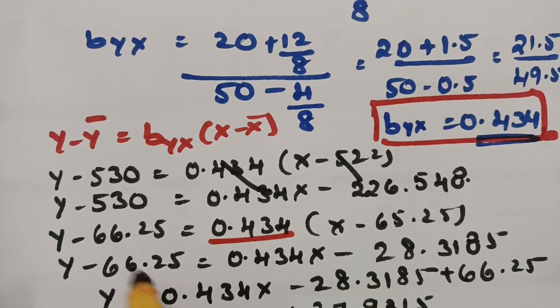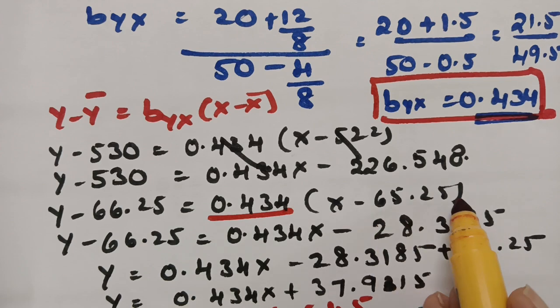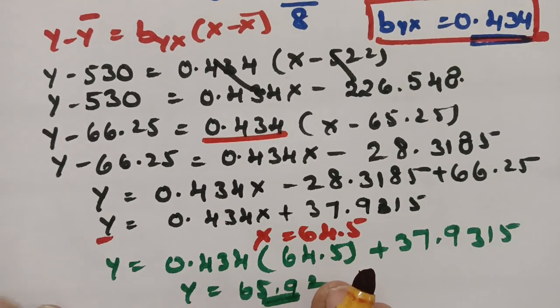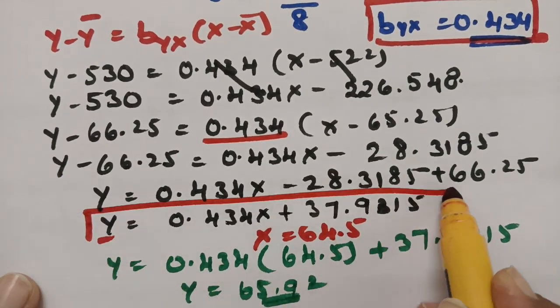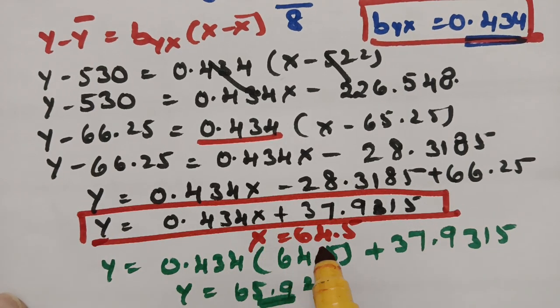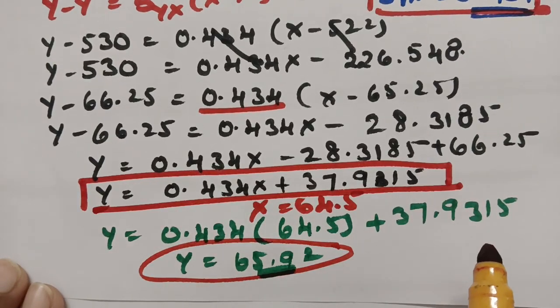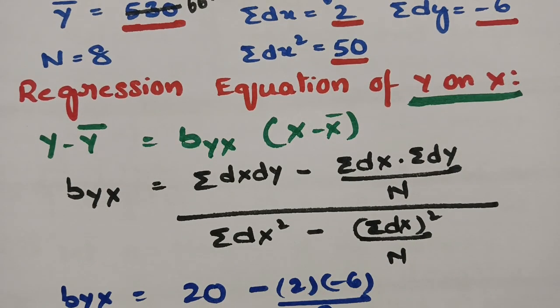So this is 66.25 and this is 65.25 from the table, and we got the regression equation as this one. This is y on x, and after that we have to put the value of x as 64.5, so that we'll get the height of the daughter as 65.92. So this is how we have to solve. Hope I have given you a crystal clear idea on what is the formula, how to substitute, how to calculate the tables and what are the calculation steps.